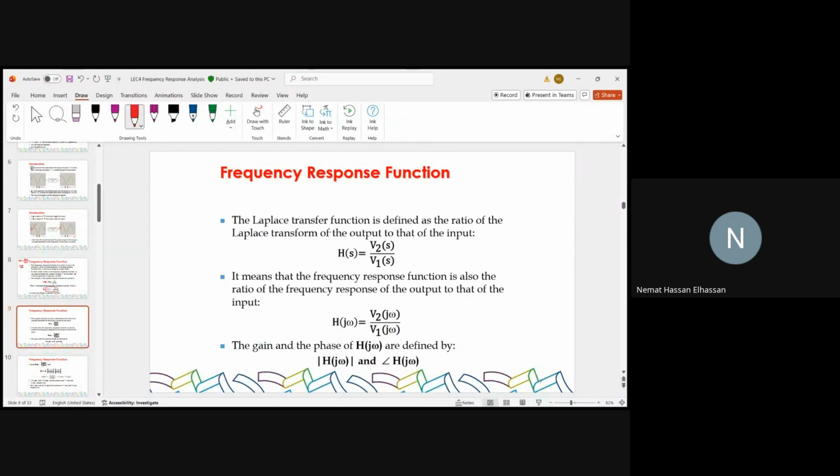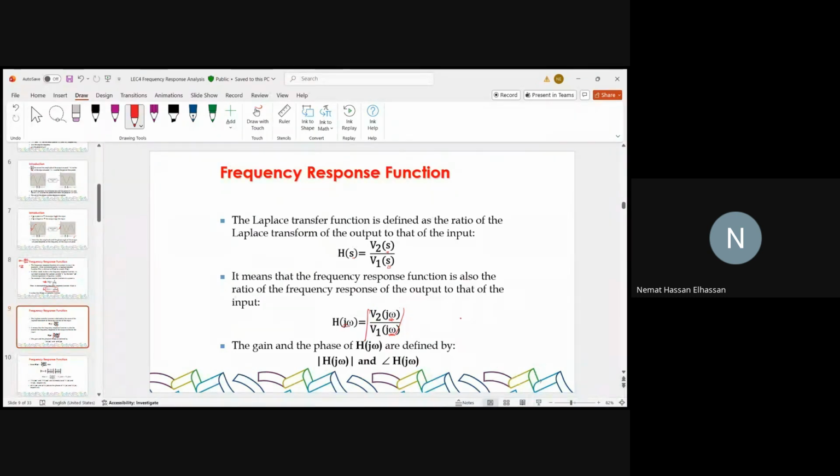If your transfer function is V2 of S over V1 of S, then your frequency response will be V2 of j omega divided by V1 of j omega. So all you have to do is simply convert each and every s to j omega in order to get a frequency response function. And the gain, we said the gain is the ratio of the output to the input. Now because you converted it to j omega, you end up with a complex number. So the gain is the magnitude of that complex number.